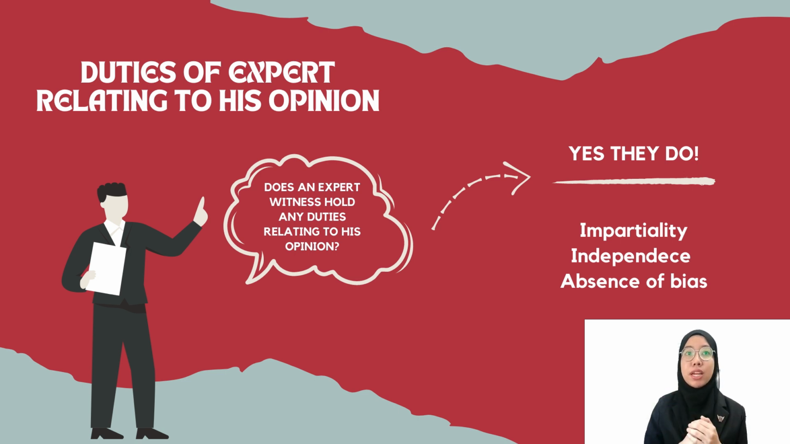Second, it must be independent in the sense that it is the product of the expert's independent judgment, uninfluenced by who has instructed him or her or the outcome of the case. Thirdly, it must be unbiased in the sense that it does not unfairly favor one party's position over another. So the test for the court to determine this is whether the expert opinion would not change regardless of which party instructed him or her.